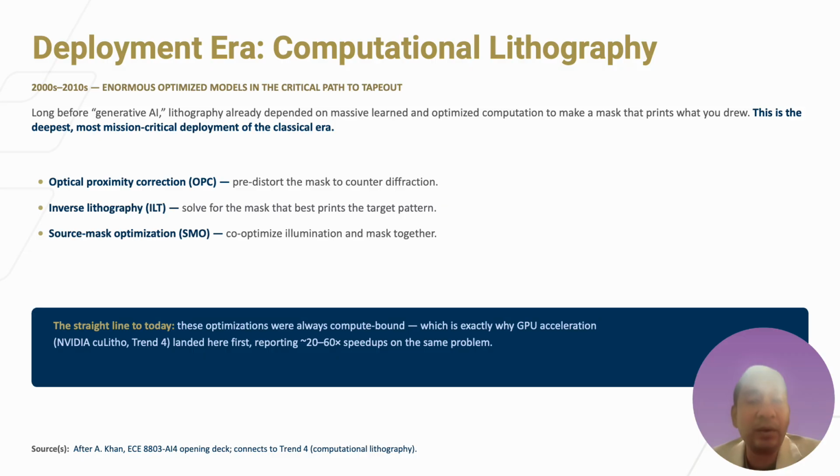The deepest deployment of all was in lithography. Long before anyone said generative AI, making a chip already depended on massive computation to design the photomask, the mask correction steps we discussed under Trend 4. This has been the critical path to manufacturing for 2 decades. And here is the straight line to today. Those computations were always limited by computing power, which is exactly why GPU acceleration like cuLitho landed here first and gave those 26 times speedups.